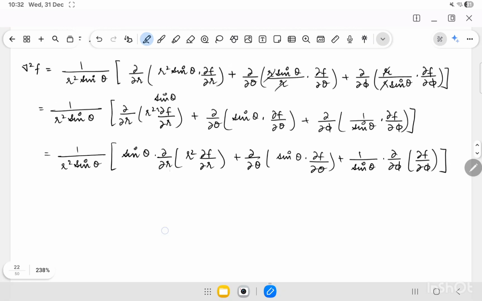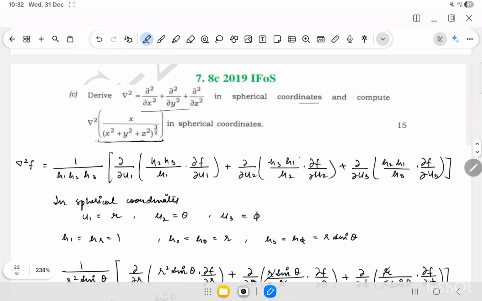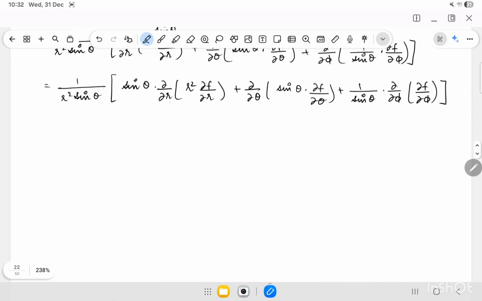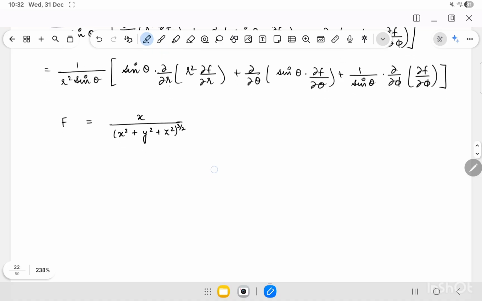We'll calculate del square for this function. So here we need to evaluate del square for f equal to x divided by x square plus y square plus z square raised to 3 by 2. This is not in spherical coordinates, so the first thing that we'll do is change it into spherical coordinates.